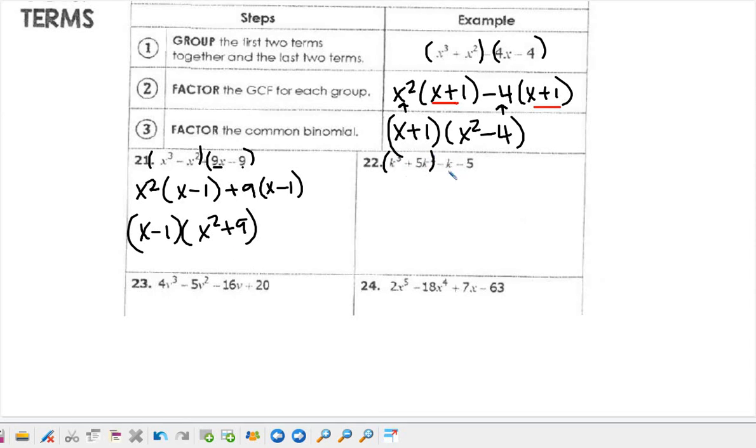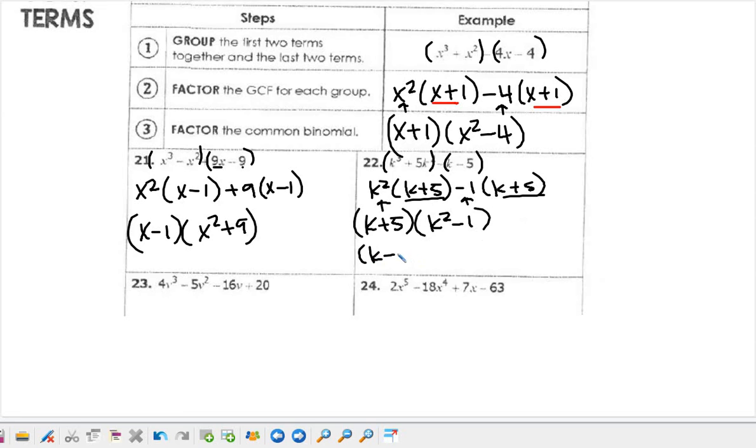So these are already set up to group the way it sits. So I'm going to take out a k squared. That leaves me with k plus 5. And this one I'm going to take out a negative 1, and that leaves me with a k plus 5. So I have k plus 5. If I take out a k plus 5, that leaves me with a k squared and a negative 1, which will factor again because that's a difference of perfect squares, to k plus 1 and k minus 1.